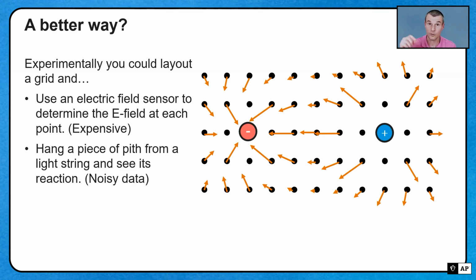Well, you could hang a piece of pith, which is basically a very light insulator that can accumulate charges to repel and move around and all that fun stuff.